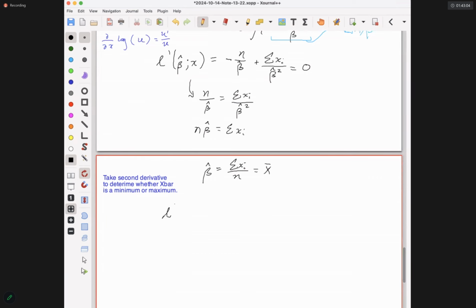Yeah. So the second derivative of our log likelihood with respect to beta, and we can evaluate it at beta hat. This is going to be positive n over beta hat squared. And the other one is going to be negative sum of xi's over beta hat cubed. Does it make sense why that's the second derivative?